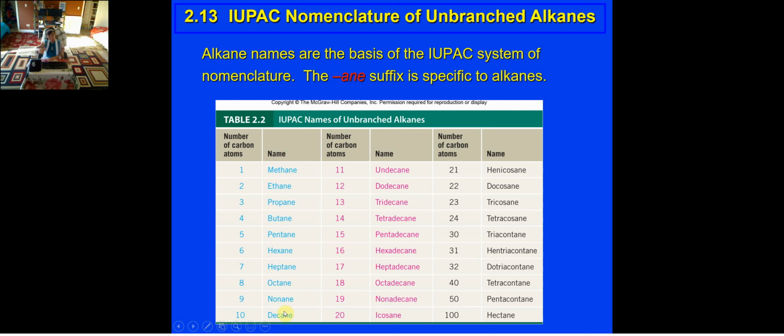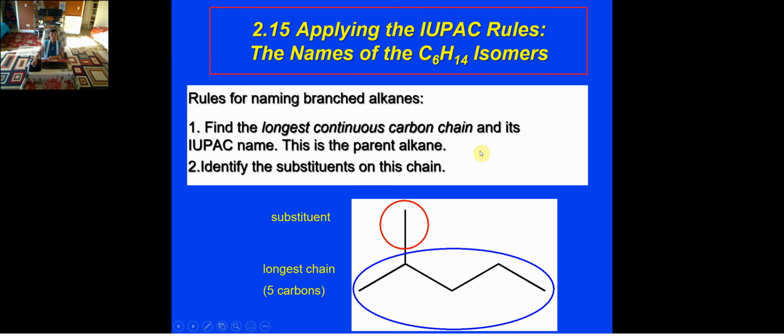If they are the straight line, non-branched, that's the parent alkane. If you have 11, you call it undecane. 12, dodecane. 13, tridecane, tetradecane, pentadecane, etc. For 20, you call it icosane. And 21, henicosane, etc. So this Table 2.2 essentially showed you the parent name of the unbranched alkane. They will be very useful for your future nomenclature.